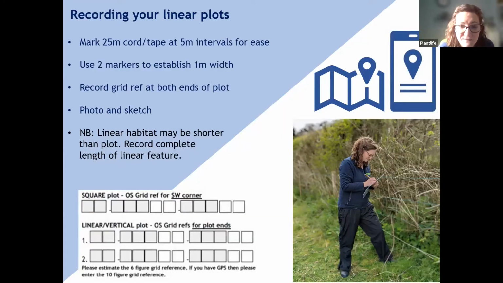So out in the field, you are setting up your linear plot for the first time. You use your 25-meter cord or tape measure, and you mark the length of the plot. We suggest you use 2 markers at either end to establish that 1 meter width of the plot. Something I tend to recommend is to mark your 25-meter length piece of rope at 5-meter intervals.